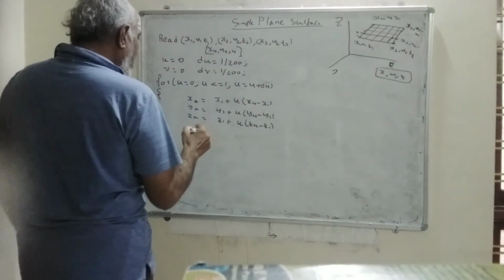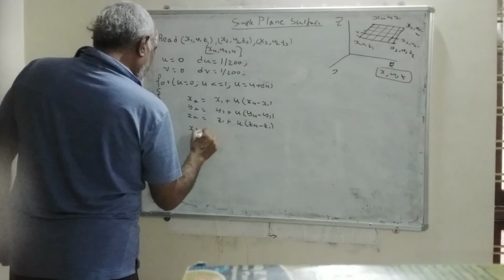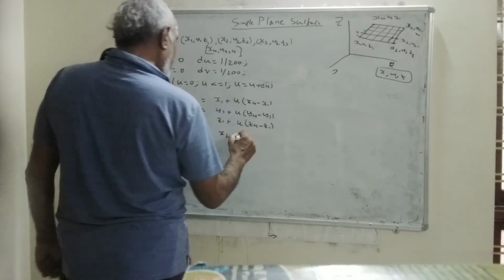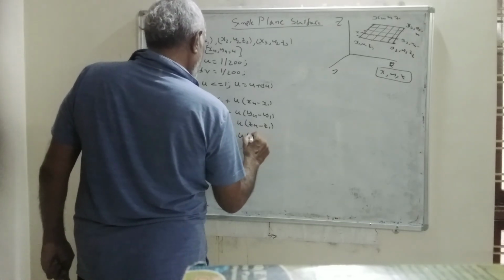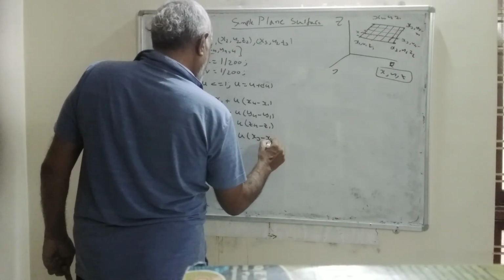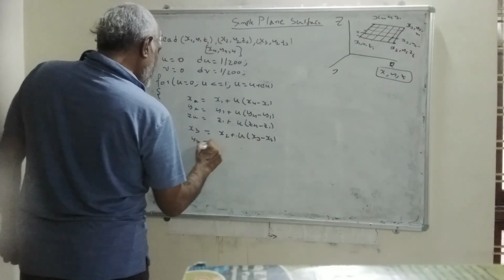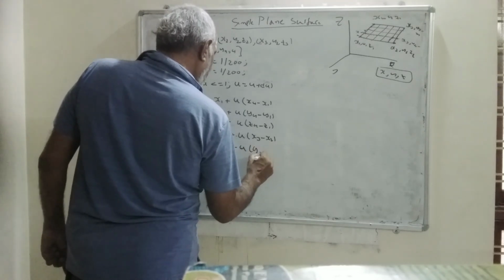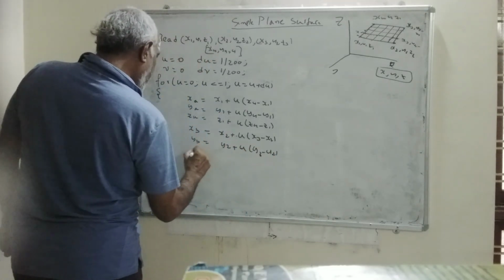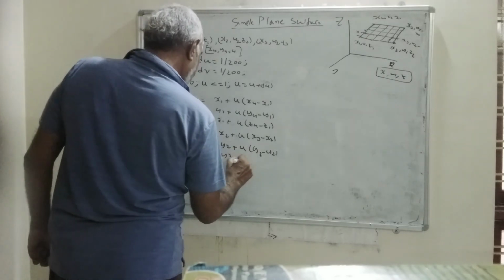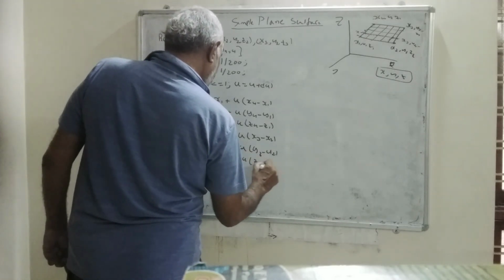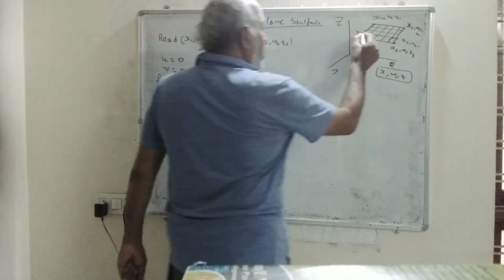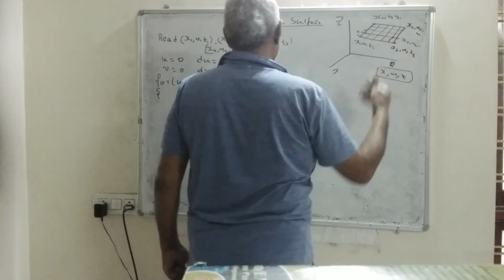Similarly, you find xb. xb is equal to x2 plus u into x3 minus x2. yb is equal to y2 plus u into y3 minus y2. zb is equal to z2 plus u into z3 minus z2. So I have found a point over here and another point over here.